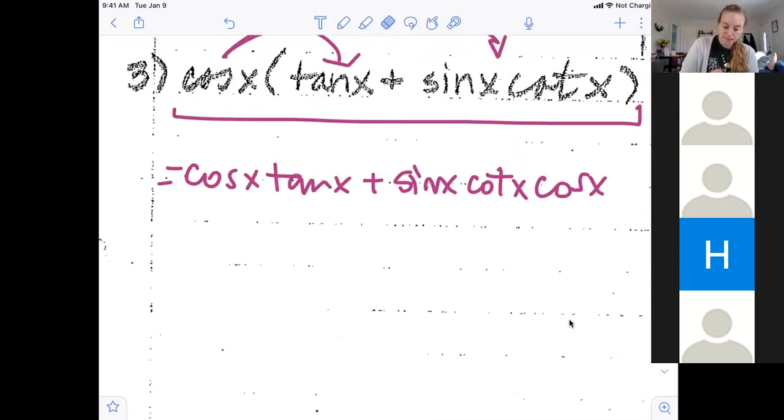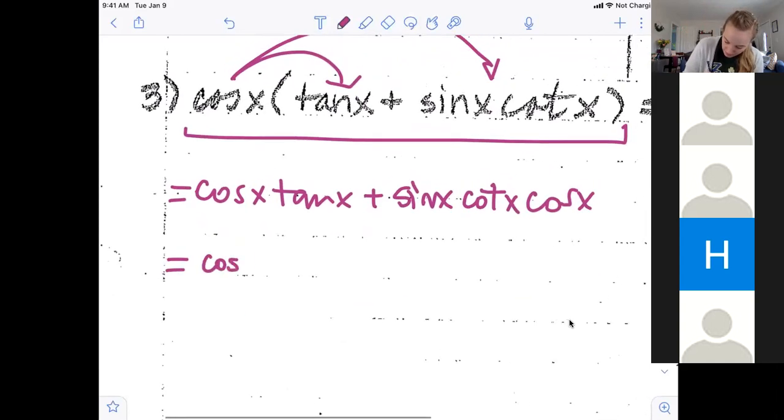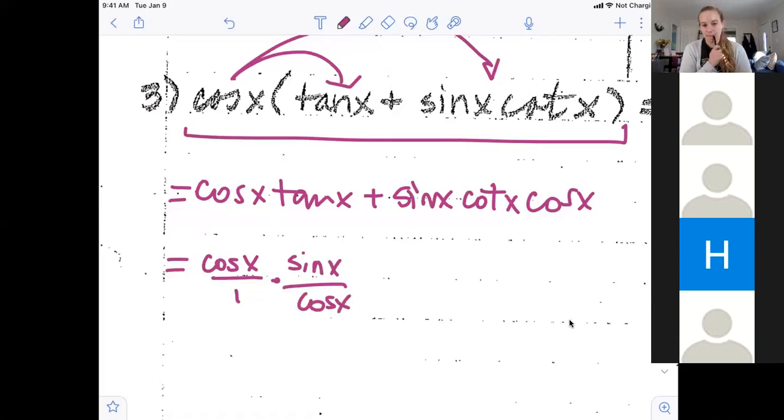Now this looks kind of messy, but let's put everything in terms of sine and cosine and see if we can start crossing out. Cosine times tangent: cosine stays the same, so we keep it as cosine over 1. And tangent, we just did this a minute ago, so if you forgot, it equals sine over cosine. Now I'm going to do sine. That's just sine over 1. I cannot simplify that anymore.